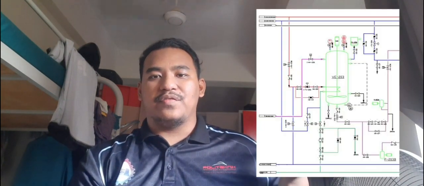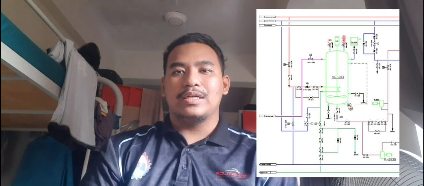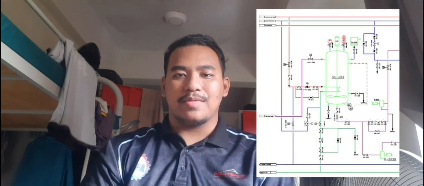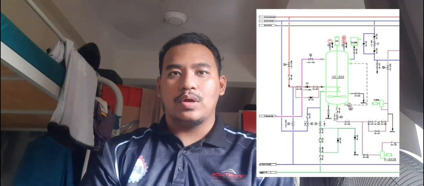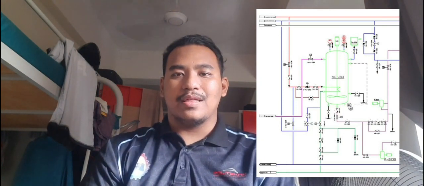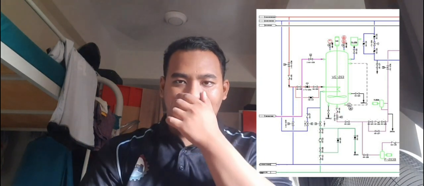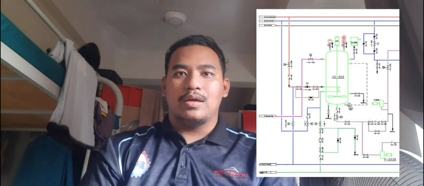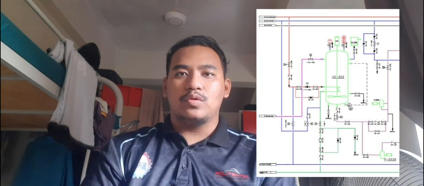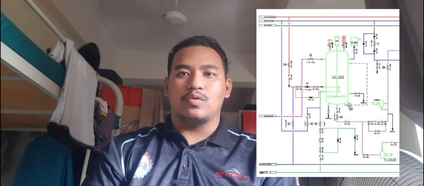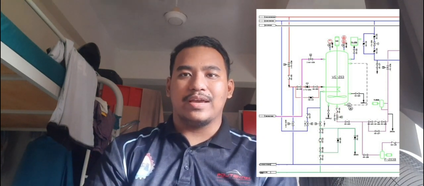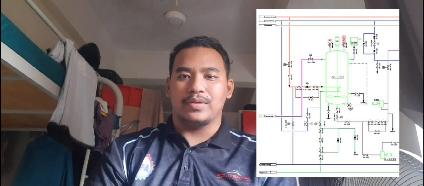Okay, the last vessel in our drawing is VE203 or the purification vessel. After the separation process has been done in VE202, the purification process is done at VE203, where biodiesel from VE202 is transferred to VE203, and the purification process such as washing and filtering are performed to remove impurities.